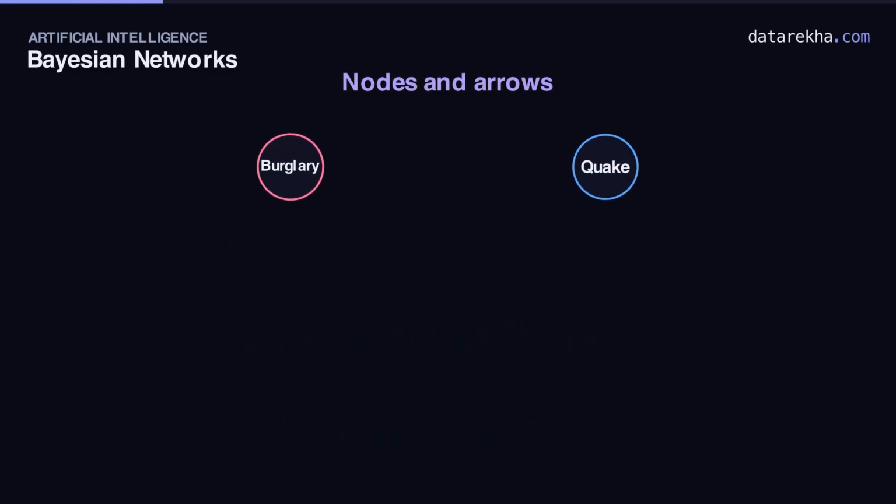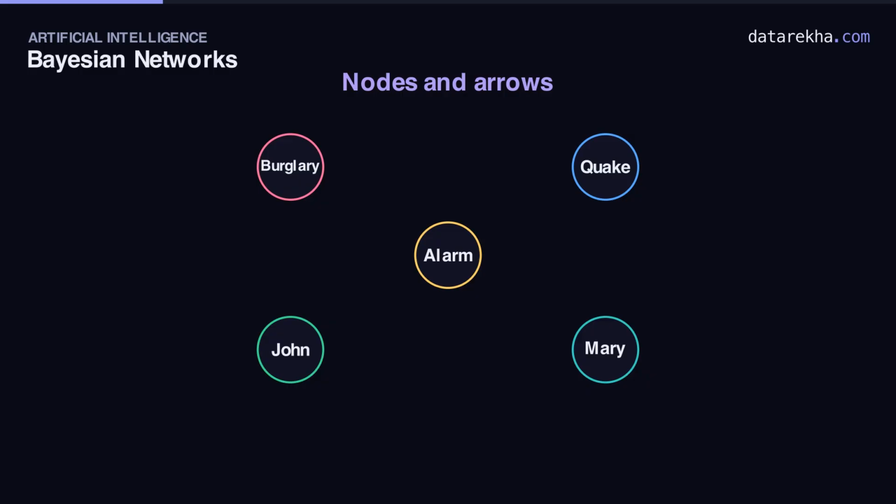Here is the whole idea in one picture. Every variable becomes a node, a circle. Burglary and earthquake up top, the alarm in the middle, and the two neighbors, John and Mary, at the bottom. Now the arrows, the heart of it. An arrow from X to Y means X directly influences Y.